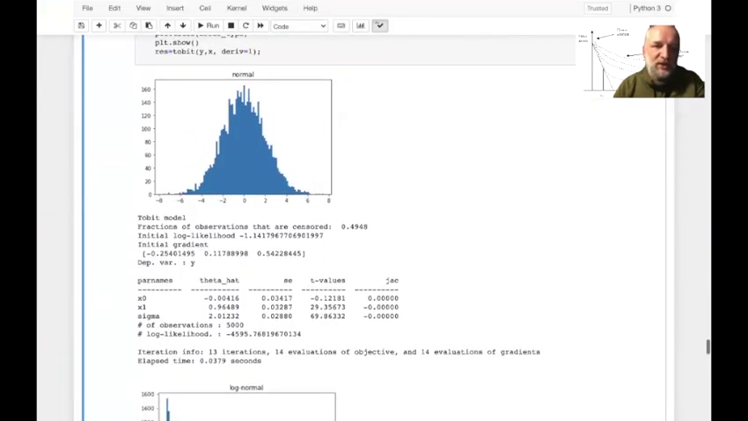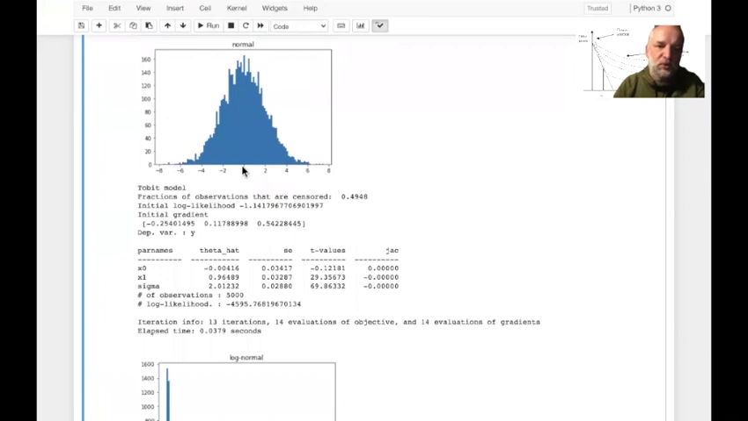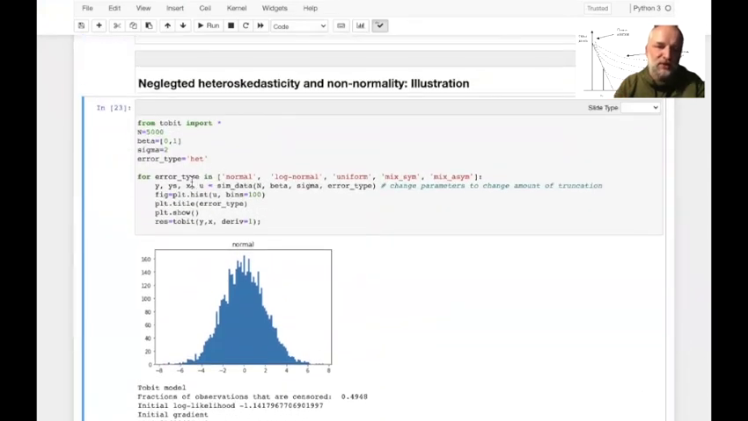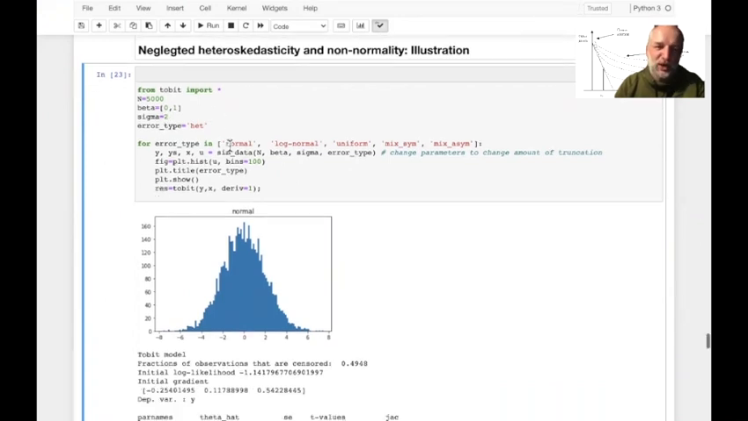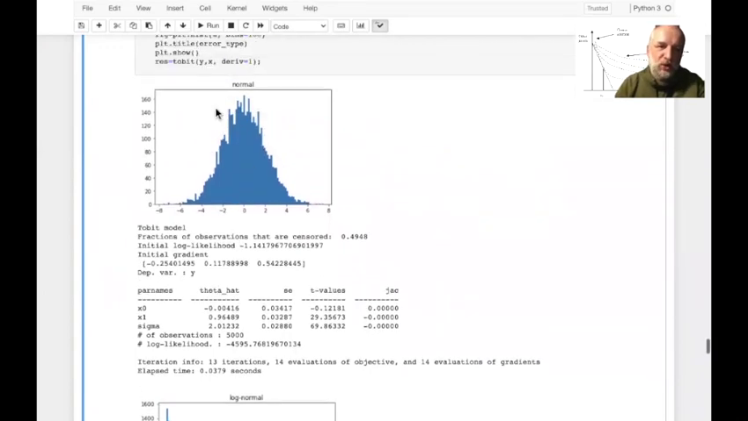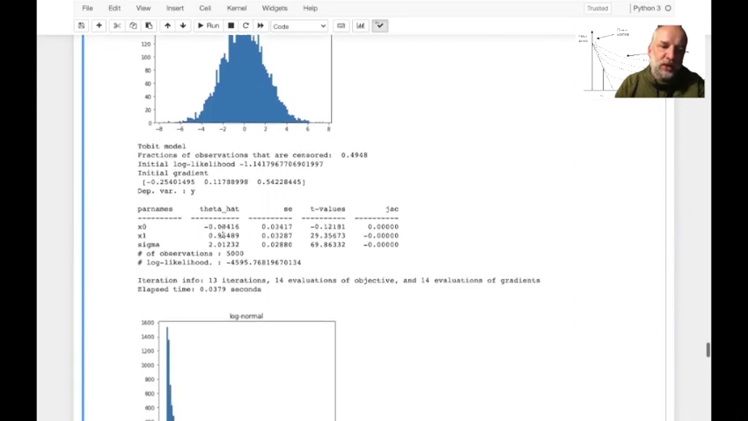So the first case here, that's where we assume the error is normally distributed. And let's just memorize now what the parameters are set to. The parameters beta is 0 for the constant and 1 for the slope, and sigma is equal to 2. 0, 1, 2, that's easy to remember. And Tobit nails it, just like before. When errors are generated from this distribution, and essentially do not depend on the explanatory variables, then you're going to get nice results.